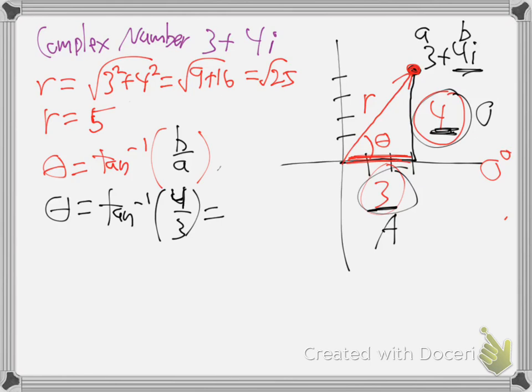What are we going to get? I'm getting 53.1 degrees. So that's the angle. Yeah? The first thing it said was 3 + 4i, after putting the triangle where it is.